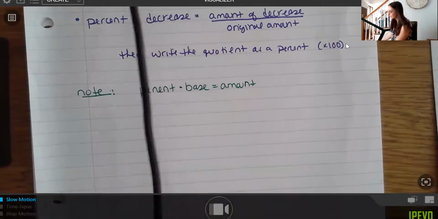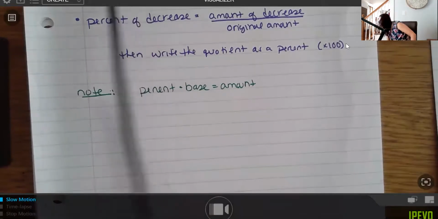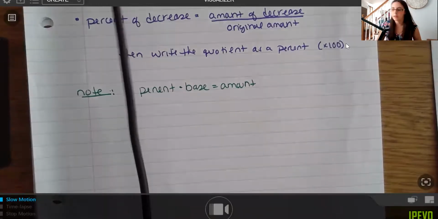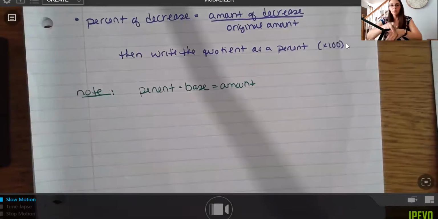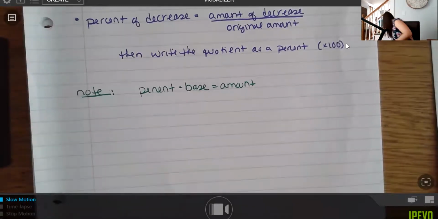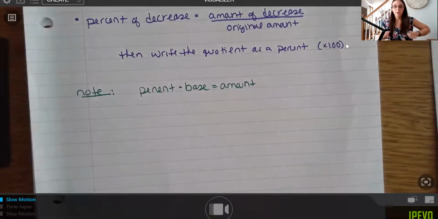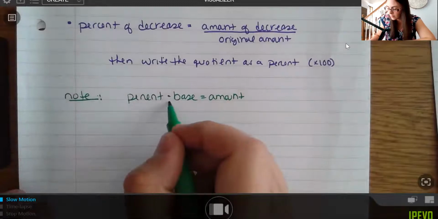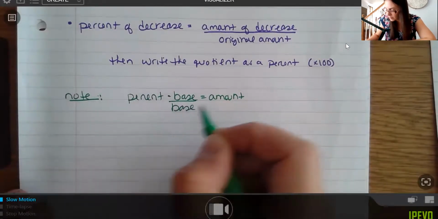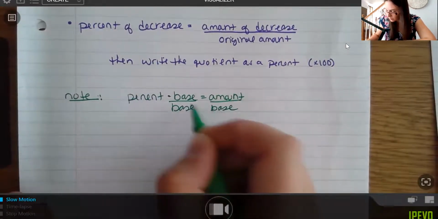All right, so notice that your percent is already solved for in that formula. So what they did was they took that original formula here, and then they just solved it for percent. So what they did is they divided both sides by the base, because remember, base is your original amount.